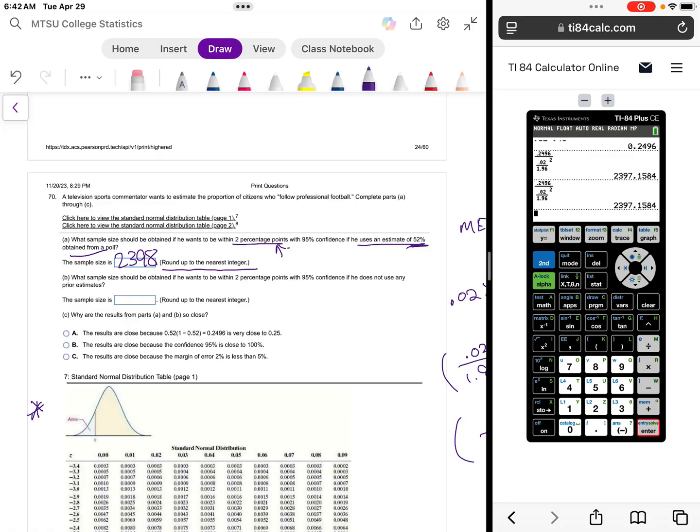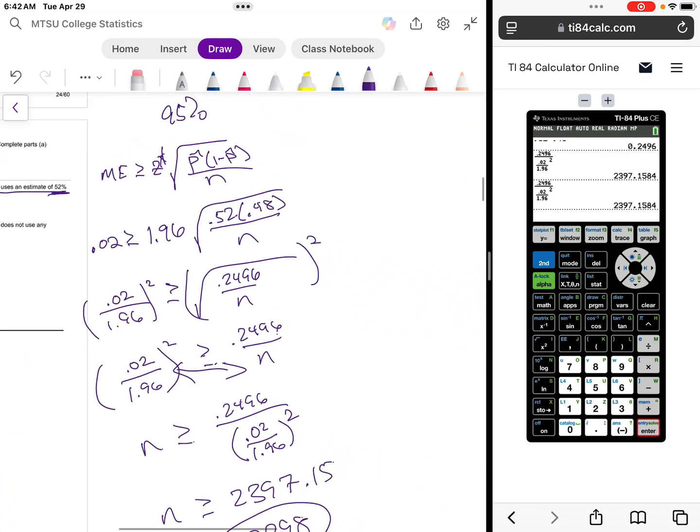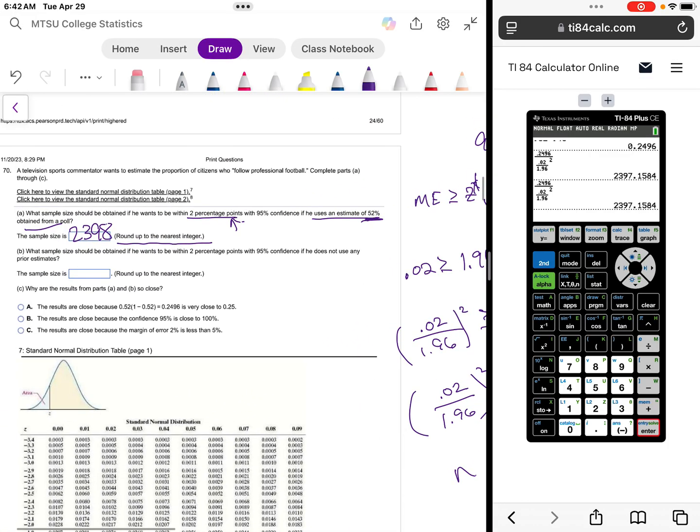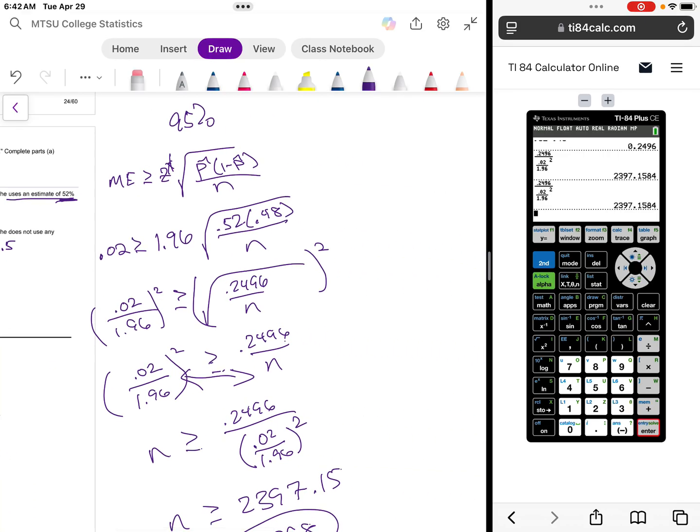Now they said what sample size would be obtained within 2 percentage points with a 95% confidence interval if he does not use a prior estimate. Okay, so when they don't use a prior estimate, what we're supposed to do is basically use a p-hat of 50% or 0.5. So the only thing it's going to change is the top of my fraction here. All the other stuff stays the same in the formula. So that's all these highlighted things here. That's what's going to technically change.